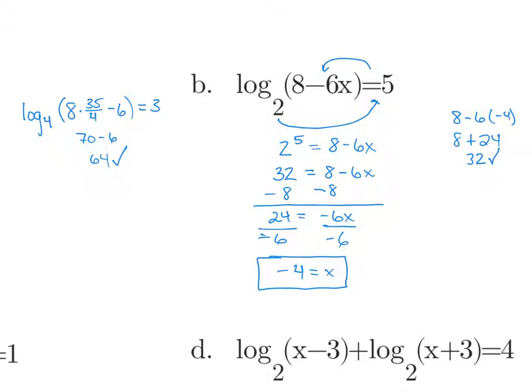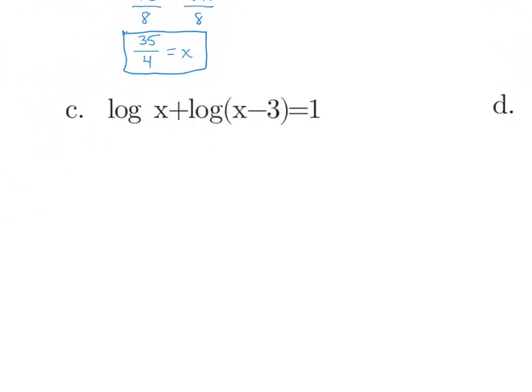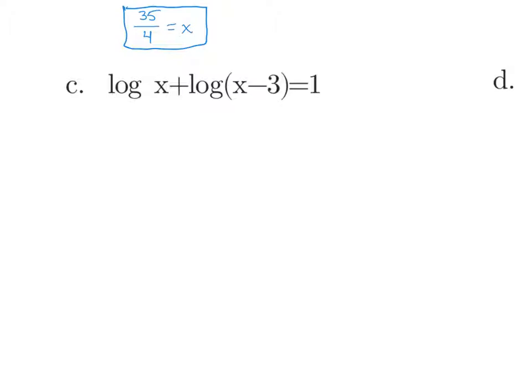These are some basic ones, so now let's go ahead and look at some that are a little bit more complicated. If we look at example C, we have log x plus log of x minus 3 equals 1. One of the first things that we want to do is use our product rule and combine this into a single logarithm. If we do that, we get log of x times x minus 3. Remember that when we have logarithms being added together, we can combine them into a single one by multiplying the insides.